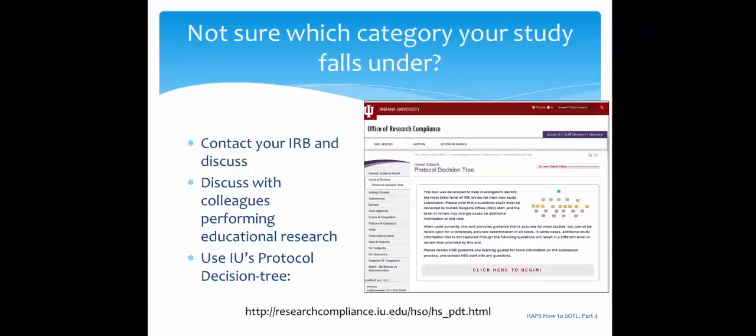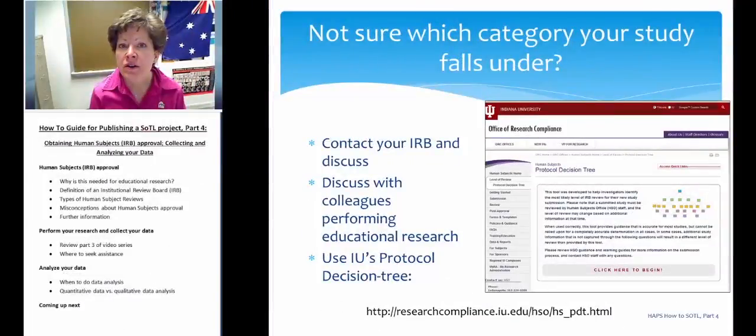If you're not sure which category your study falls under, I would recommend that you contact your institutional review board and discuss it with them. Tell them what you're planning on doing, here's the data I'm planning to collect, here's what I plan to review. They will offer you suggestions and guidance prior to you submitting your documentation and will help smooth out the process and make it a lot easier for you. They're very friendly people and they will be more than willing to help you, so call them and ask them for advice. Also talk to your colleagues who also may be doing educational research. They can offer you some tips and guidelines as well prior to you submitting the documentation.